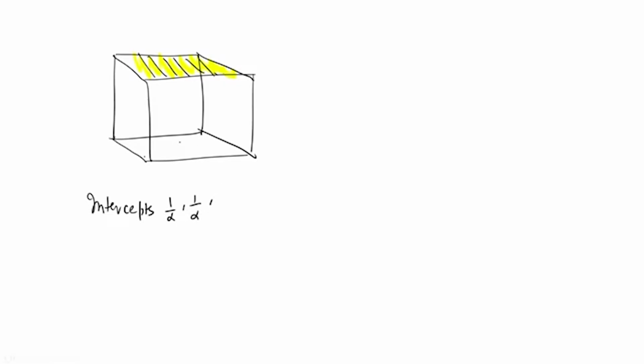So, your A is in this direction, B is in this direction, and this is the C direction. This is how we have defined it. So, this is 1 by infinity, 1 by 1 and 1 by infinity again. 1 by infinity is 0, then 1, then 0. So, this is the 0 1 0 plane and so on and so forth.